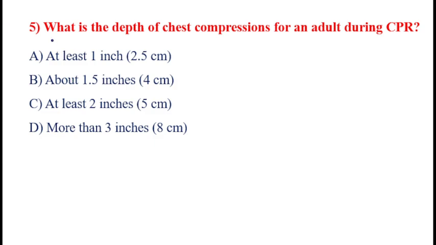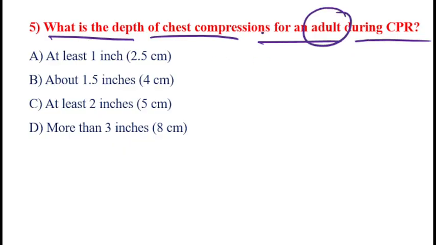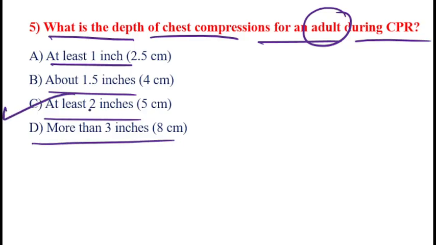Next question, what is the depth of chest compressions for adult CPR? How much depth do we need when we do chest compression, when we do cardiopulmonary resuscitation on an adult? Option A, at least 1 inch, option B, 1.5 inch, option C, 2 inch, option D, more than 3 inch. So option C is correct here.